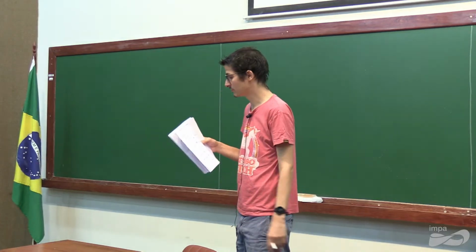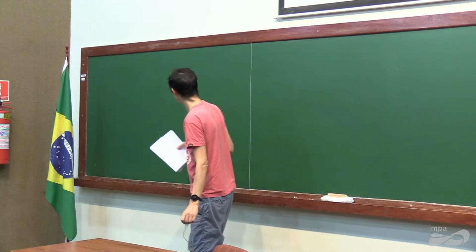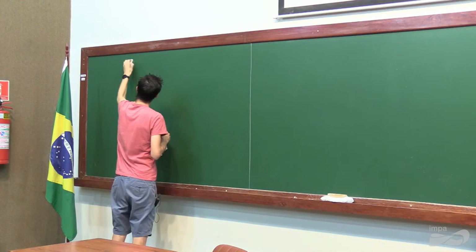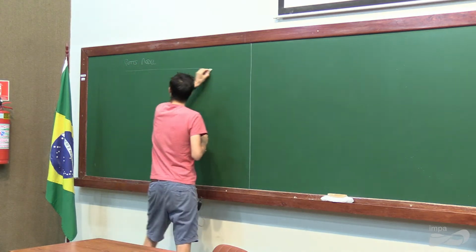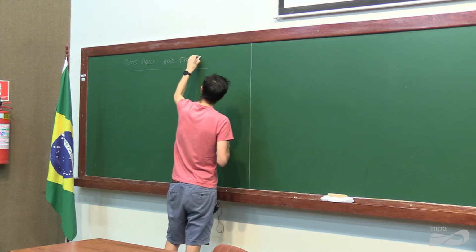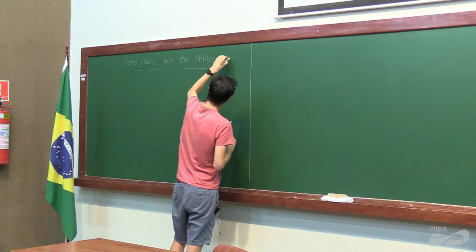The course on Introduction to Statistical Mechanics is to talk about two things which are the Potts model and FK percolation.